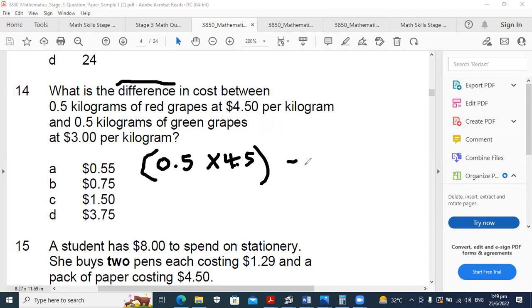Difference now between 0.5 times 3. All right, so work out that now. 0.75. Yes, sir.